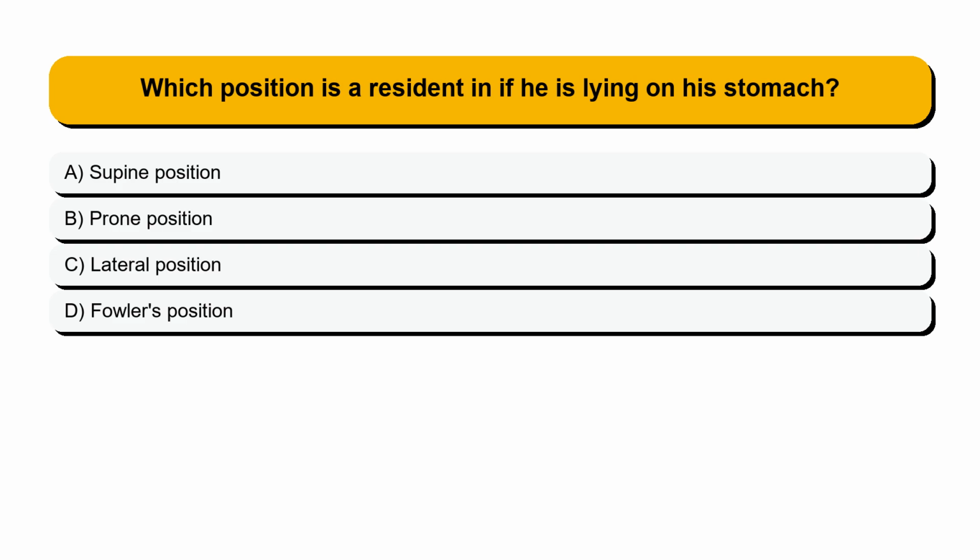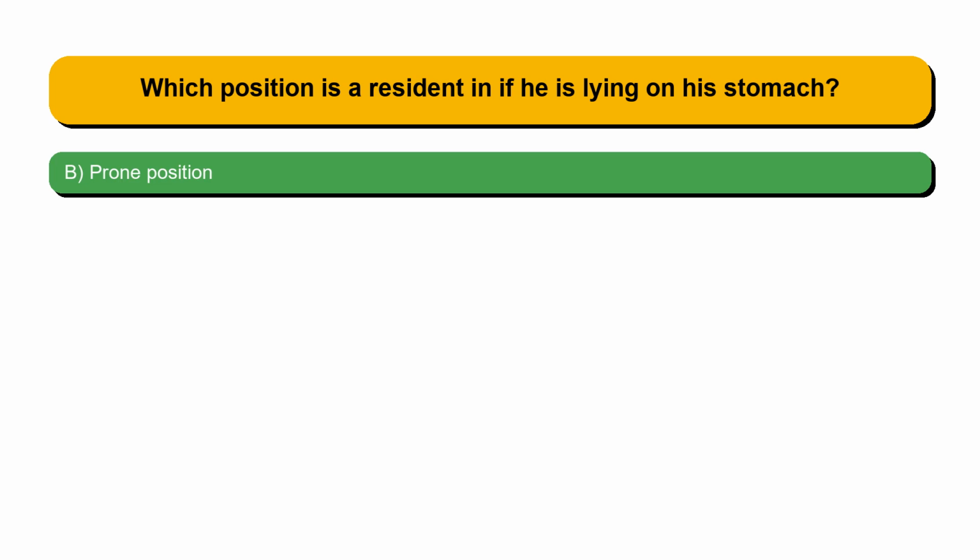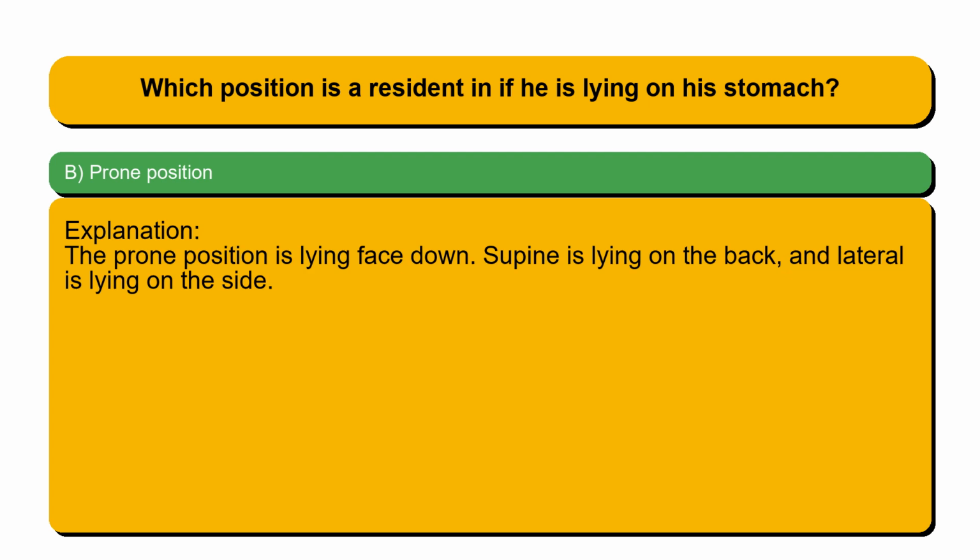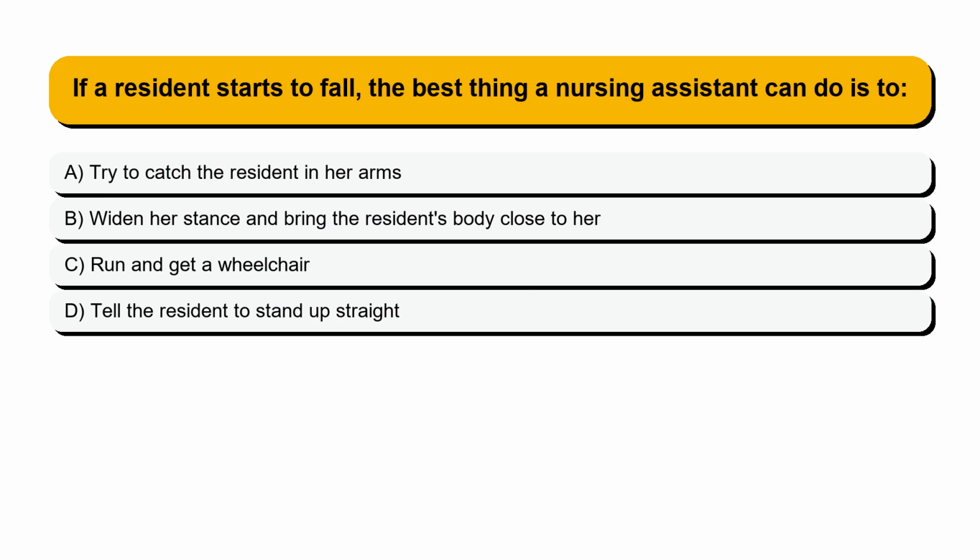Question 44. Which position is a resident in if he is lying on his stomach? Option A. Supine position. Option B. Prone position. Option C. Lateral position. Option D. Fowler's position. The correct answer is option B. Prone position. The prone position is lying face down, supine is lying on the back, and lateral is lying on the side.